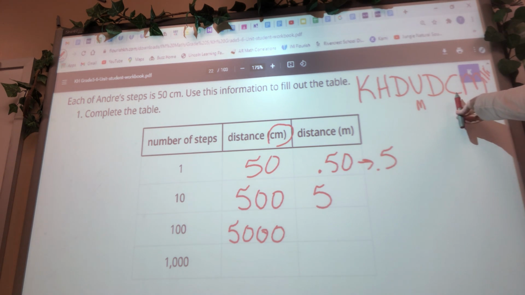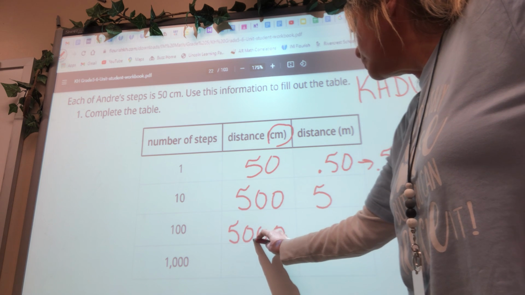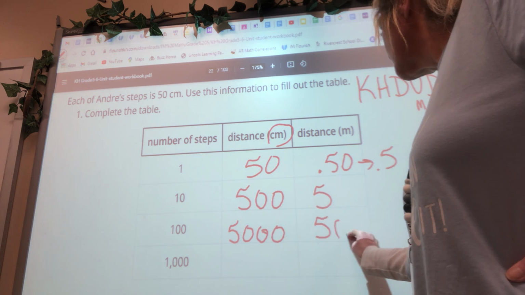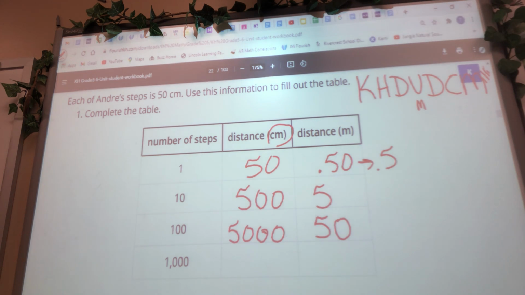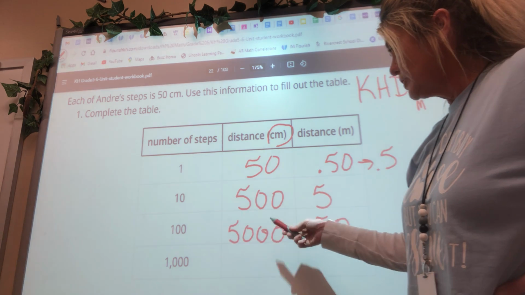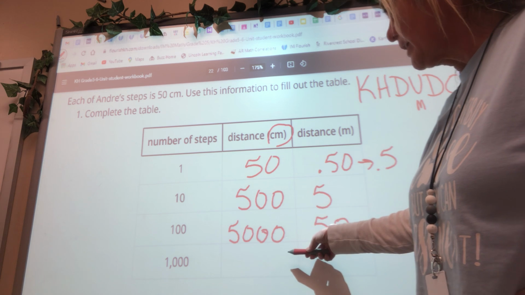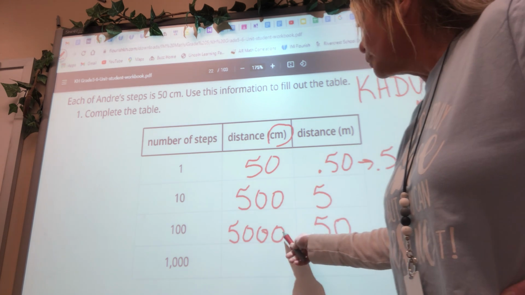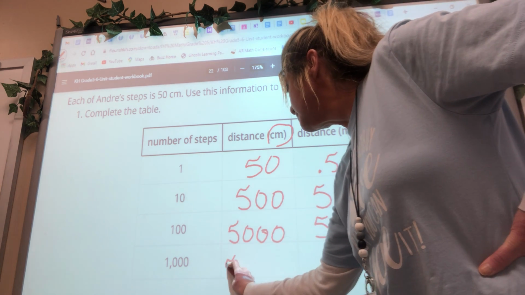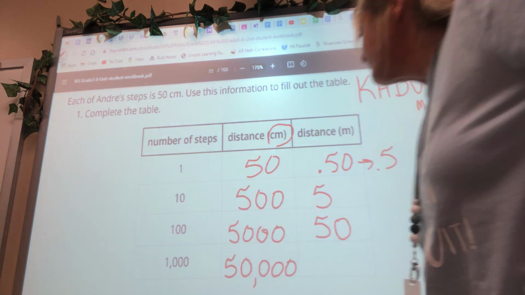And then we're at centimeters, we're going to meters, that's 1, 2. So that would be 1, 2. So this would be 50. The last one, again, 1,000 is 10 times greater than 100, so this should be 10 times greater. Anytime something is 10 times greater, a multiple of 10, we add one more multiple of 10. Okay, so now we're at 50,000.